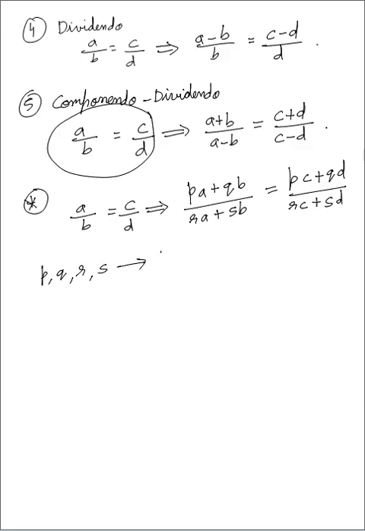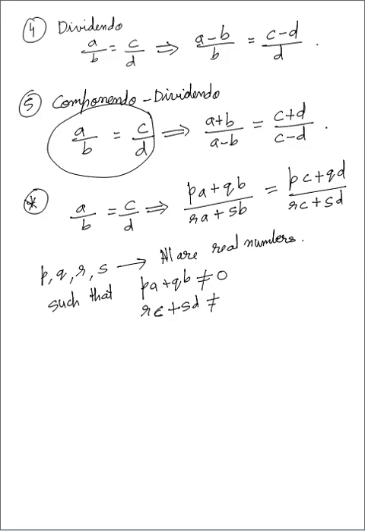P, Q, R, S are all real numbers such that PA plus QB is not equal to 0, and in the same way RC plus SD is not equal to 0.